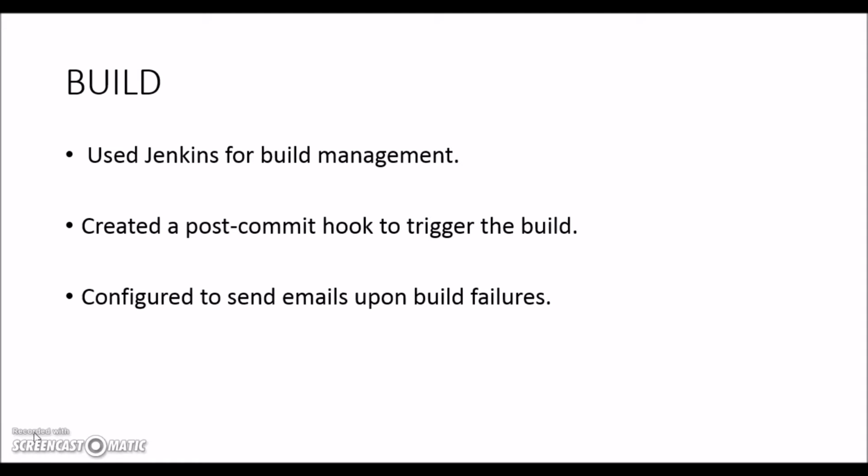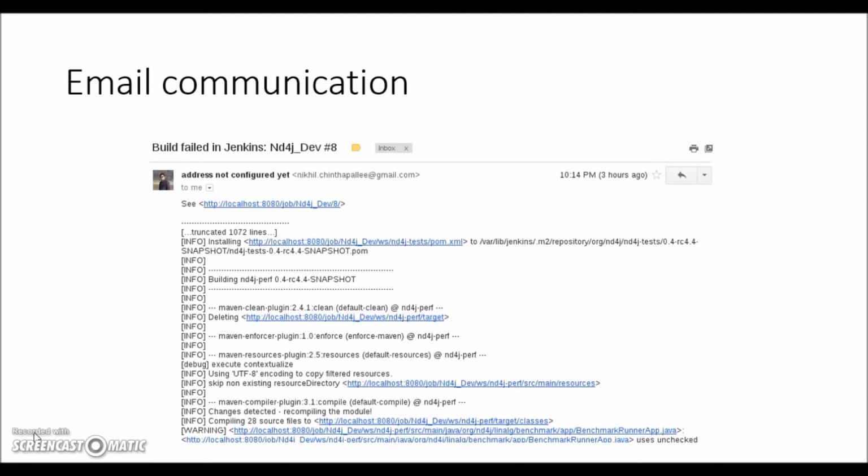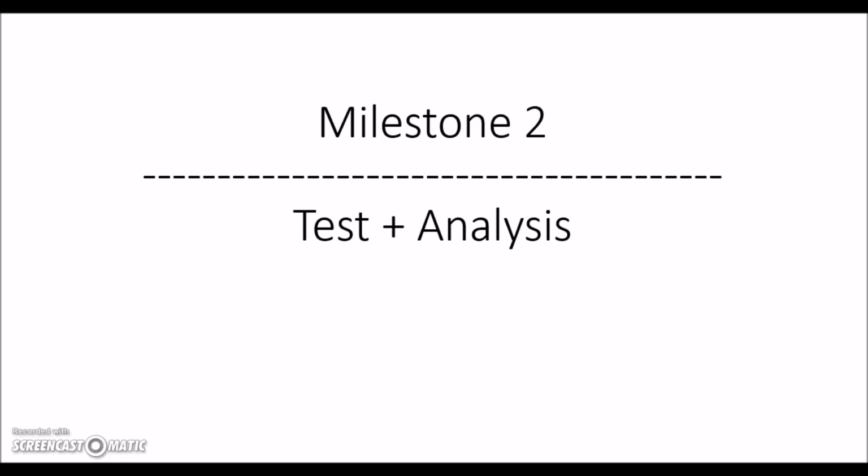In this milestone, we used Jenkins for build management and we created a post-commit hook to trigger the build whenever changes have been committed. This is our Jenkins configuration. We have 3 jobs, one for dev, one for testing and the other one for production. Whenever a build fails, it has been configured to send emails to appropriate persons.